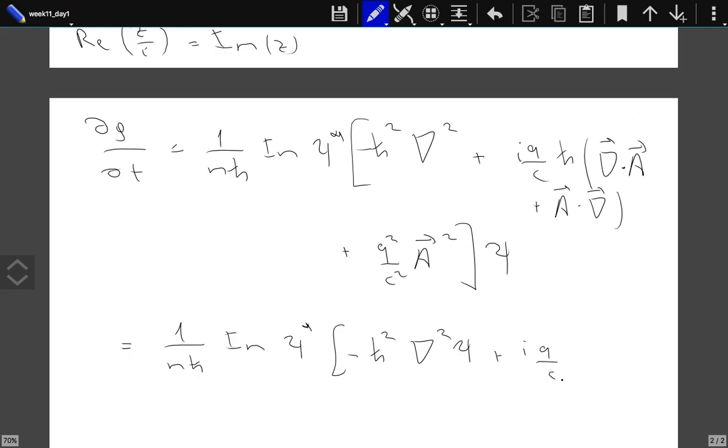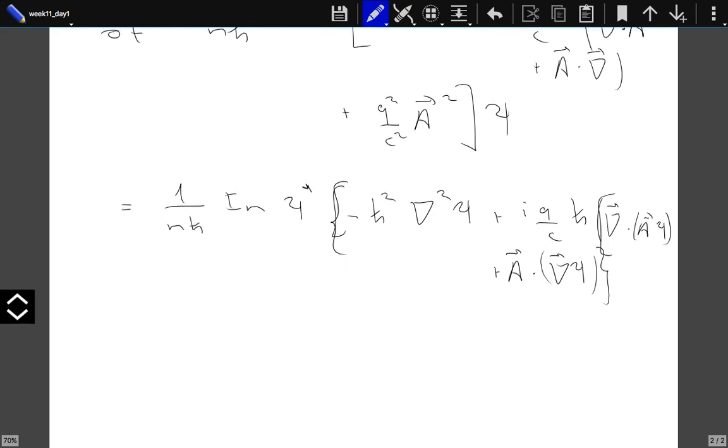Plus i q over c h, divergence of A times psi, plus A dot the gradient of psi. So this is what we have.